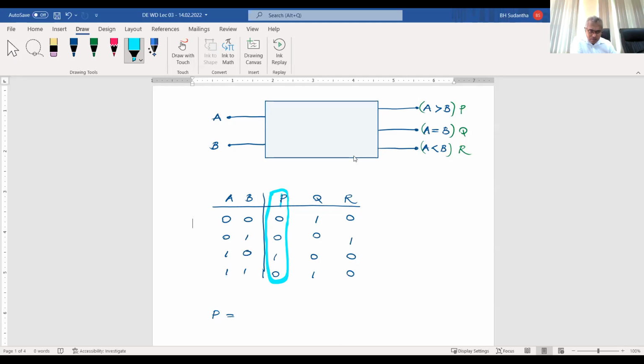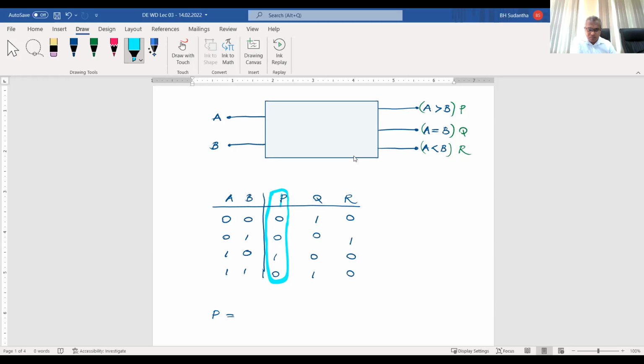When you consider the first combination, the value of A is 0 and the value of B is 0. Then we compare these 2 values. 0, 0 means A equals B. That's why Q is 1. When A equals B, it will be indicated through Q, so Q shows us 1. Why 1? Because A equals B. During that time, P is 0 and R is 0. Why? The condition satisfied is A equals B, not A greater than B or A less than B. Because of that, P is 0, R is 0.